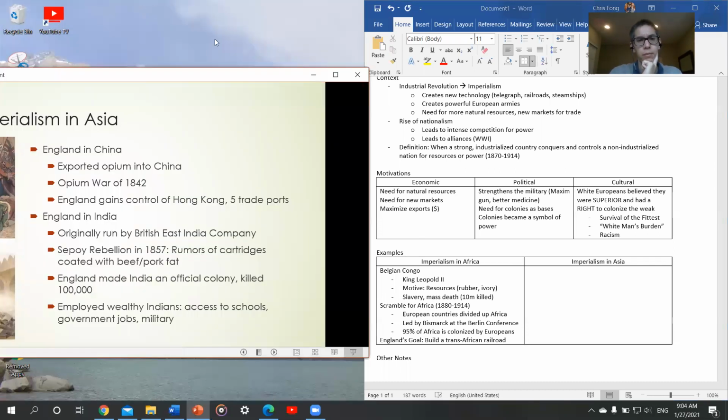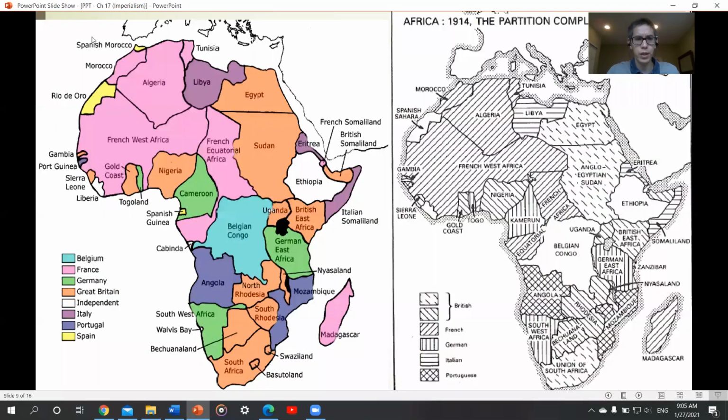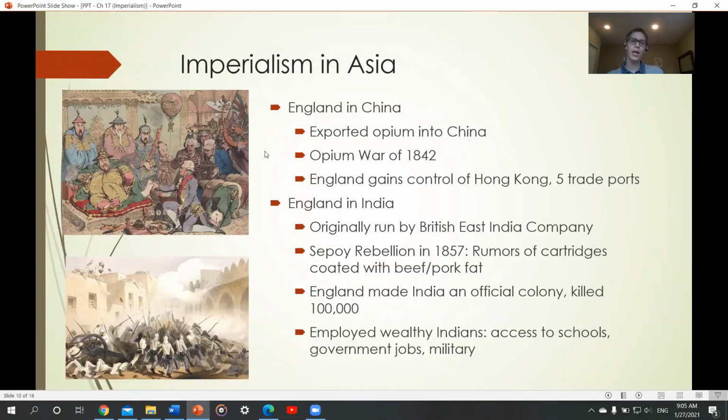All right, briefly looking at imperialism in Asia, briefly looking at China and India. And this is really mostly just England, although some other European countries, especially the Dutch, the Netherlands, had colonies in Asia. First, England colonized China, but this was a little bit different. This was not military control. Like if you see here, European countries are completely controlling the entire country of Algeria or Egypt or Sudan. In China, England only gained control of ports, such as Hong Kong, which was one of the main trading ports in southern China.